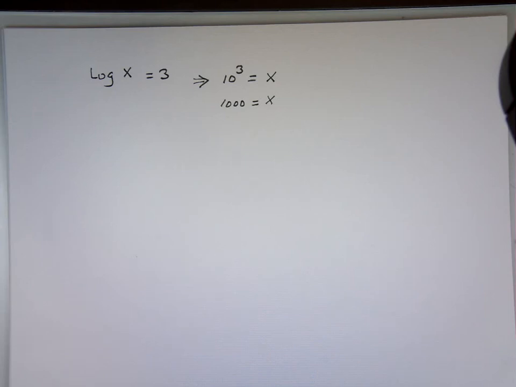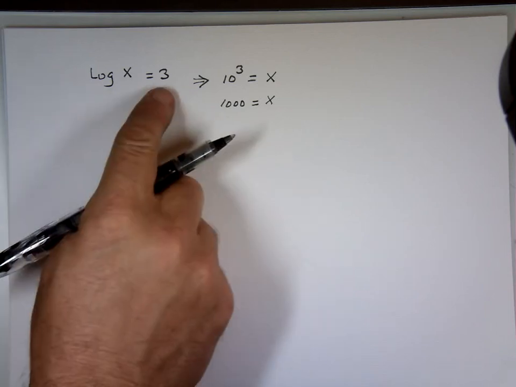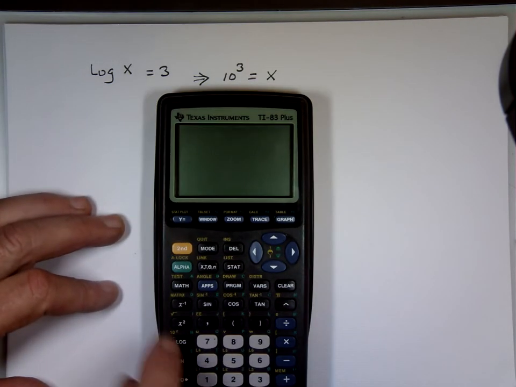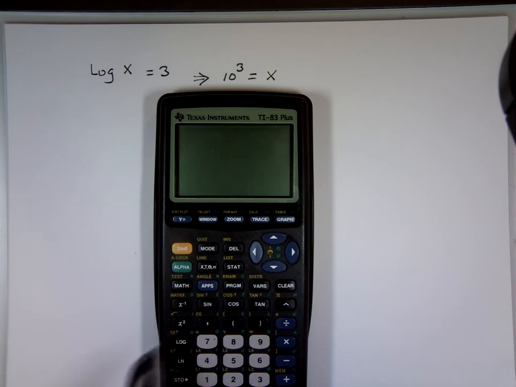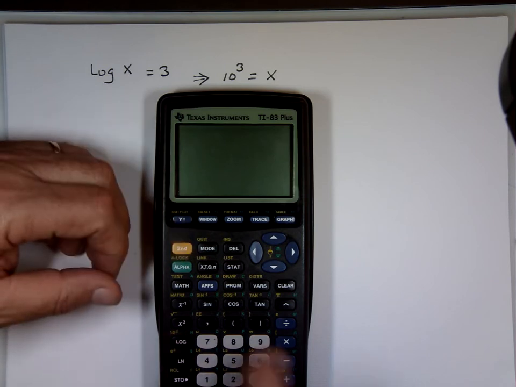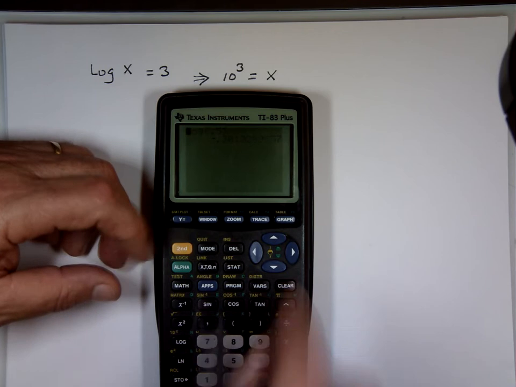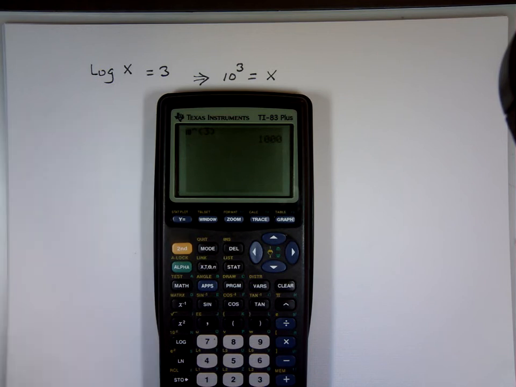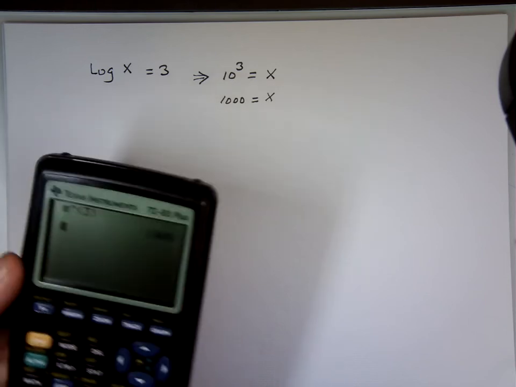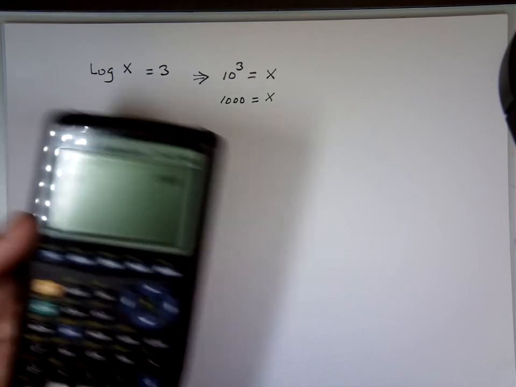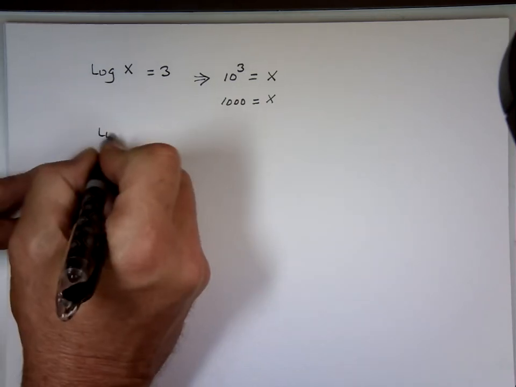Did I have to do that? The answer is no. If you are given the answer and you want to find the number on your calculator, use the function right above the log. What's above the log? 10 to the x, that's the inverse. So if I go 10 to the power 3, it equals 1,000. If I give you the number, I'm looking for the answer, straightforward. If I give you the answer, I'm looking for the number, that's the inverse function, or the second function on your calculator.